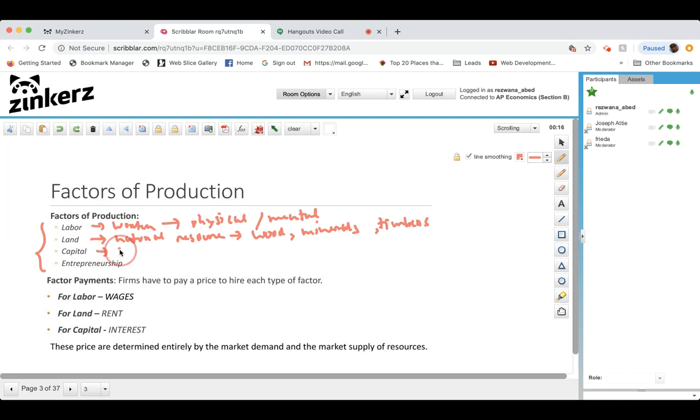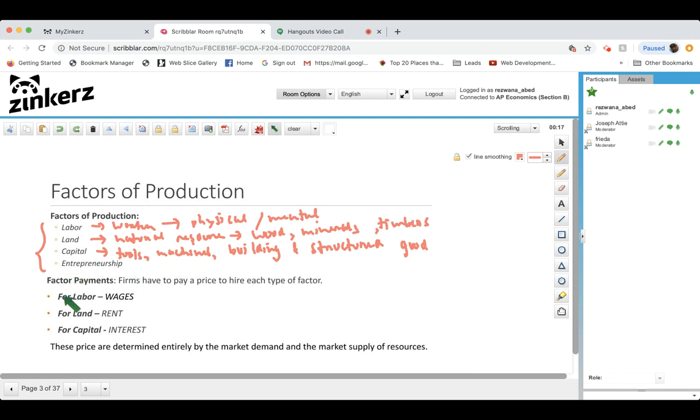Capital, we said, is things like tools, machines, buildings, and other structures, manufactured goods that we can then use to make goods and services. And entrepreneurship is someone who combines these three other factors of production to make something. They will start a business, assume risks for that business, and combine all of these other things to make something new.